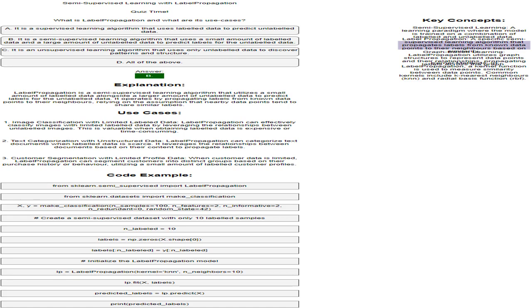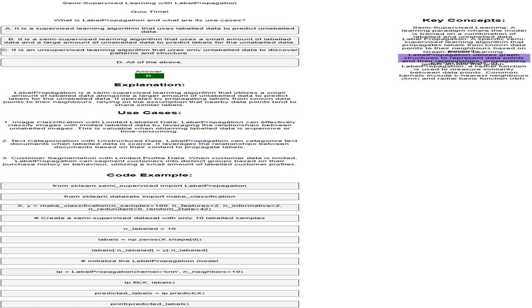Label propagation: a specific semi-supervised learning algorithm that propagates labels from known data points to their neighbors based on similarity. Graph-based learning: a framework for learning from data represented as graphs. In graph-based learning, data points are treated as nodes in a graph, and their relationships are represented by edges. This approach allows for capturing complex relationships between data points, leading to more effective learning.